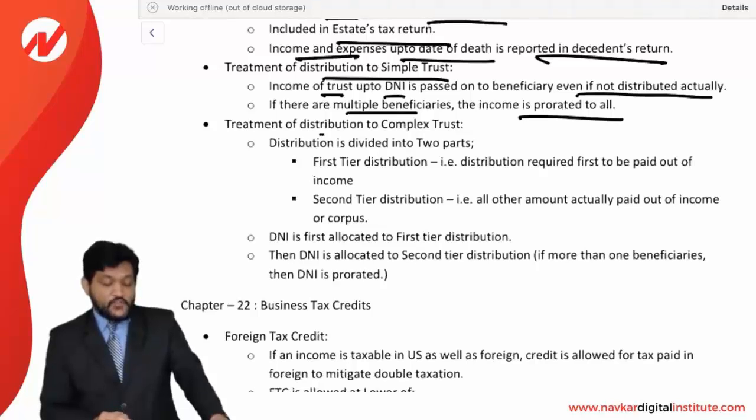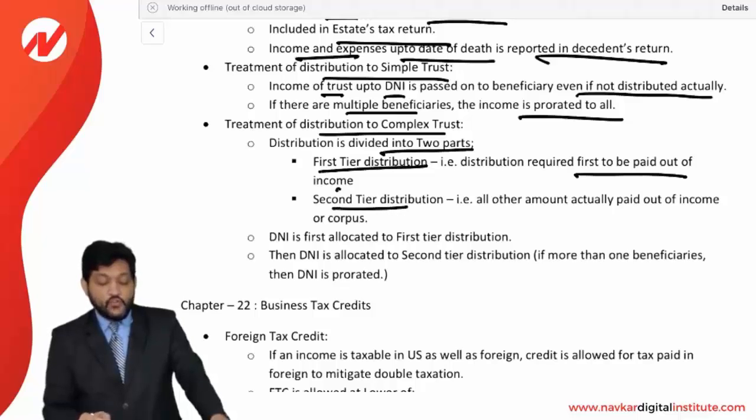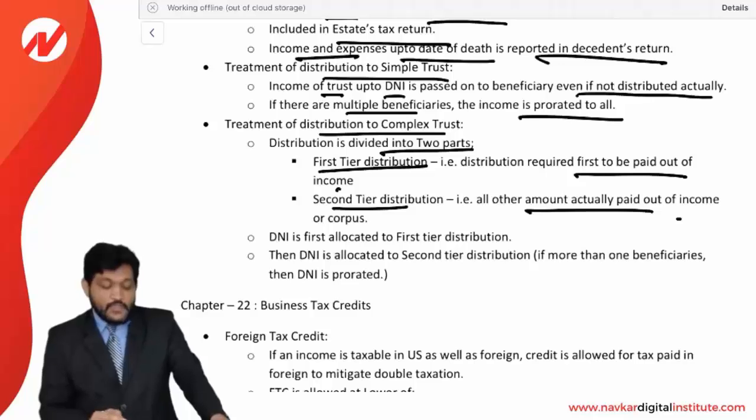Treatment of a distribution to a complex trust. Distribution is divided in two parts. First tier distribution, that is a distribution required first to be paid out of income, and second tier distribution, that is all other amounts actually paid out of income or the corpus. DNI is first allocated to the first tier distribution, and then DNI is allocated to the second tier distribution. If more than one beneficiary, then DNI is prorated.